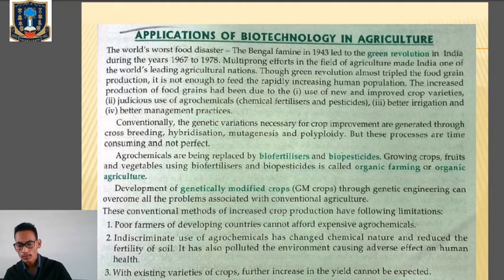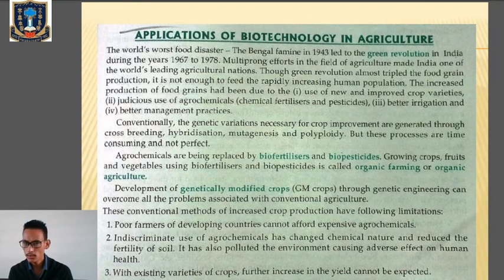Okay, so all of you have heard about the term green revolution, right? It was mainly a movement done to increase the productivity of agricultural crops. This particular technique was mainly used to increase the production of crops. Clear? But it was not enough to feed the rapidly increasing human population.